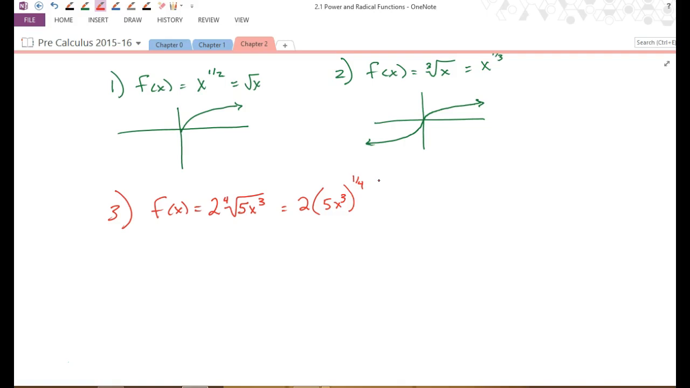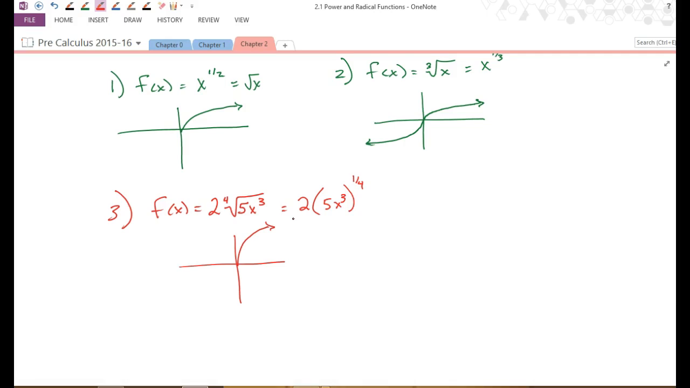Should it be like 4/3? What? How come it's to the 1/4? 1/4. Because all roots are to the 1 over whatever root it is. It is the sideways parabola, okay? So this one is going to have a steeper slope like so, because of the 2, and technically the 5 would affect it as well. But it's just going to be a sideways parabola.